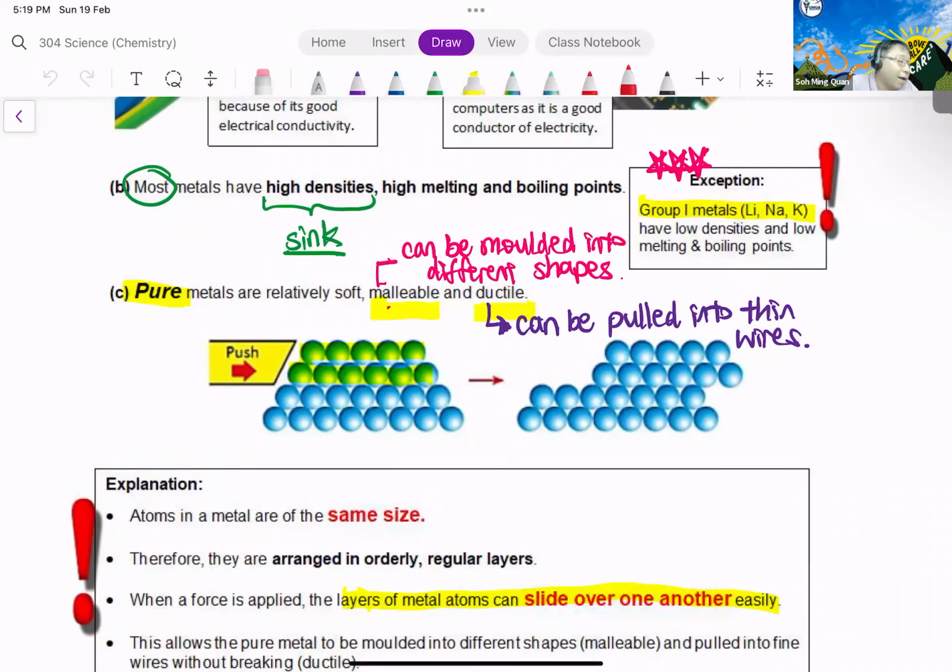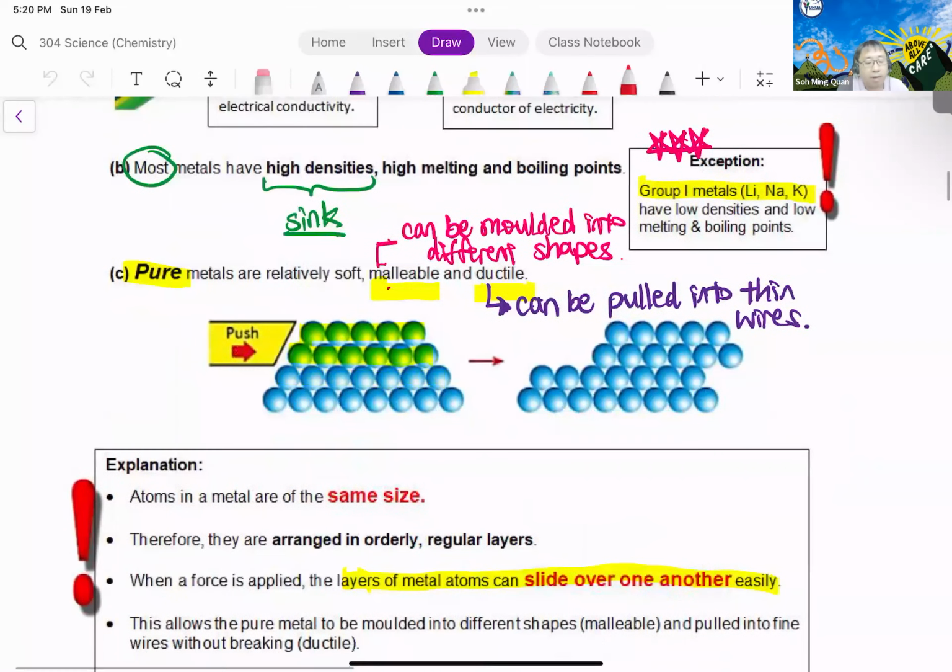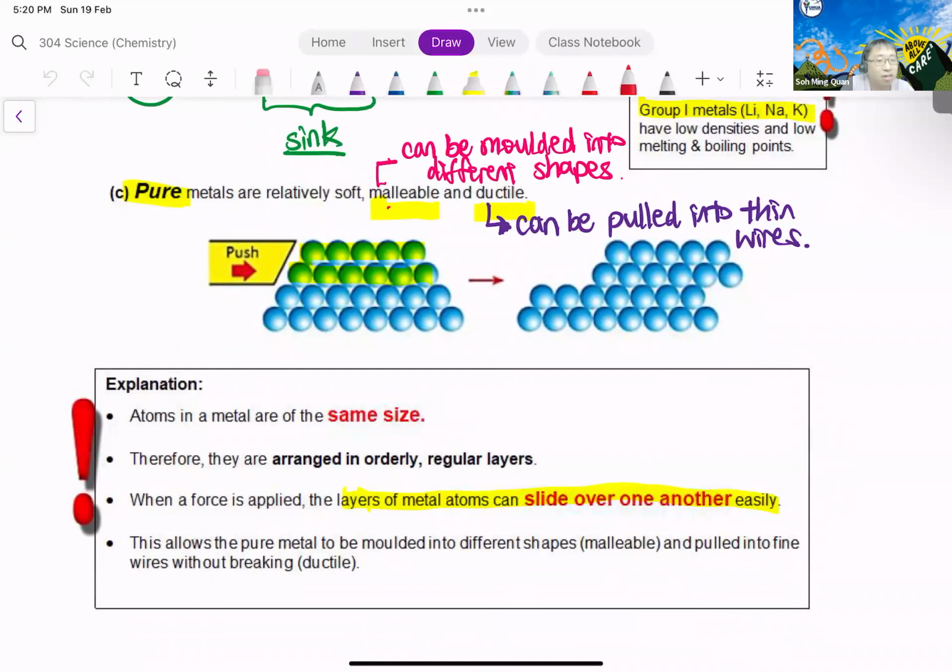For example, the group 1 metals, lithium, sodium, potassium. They have low densities and low melting points. So it's not true that all metals have high density, high melting point. There are some exceptions. And finally, if you realize, pure metals are quite soft and quite weak. And the reason is shown there. It's about the size of the atoms.